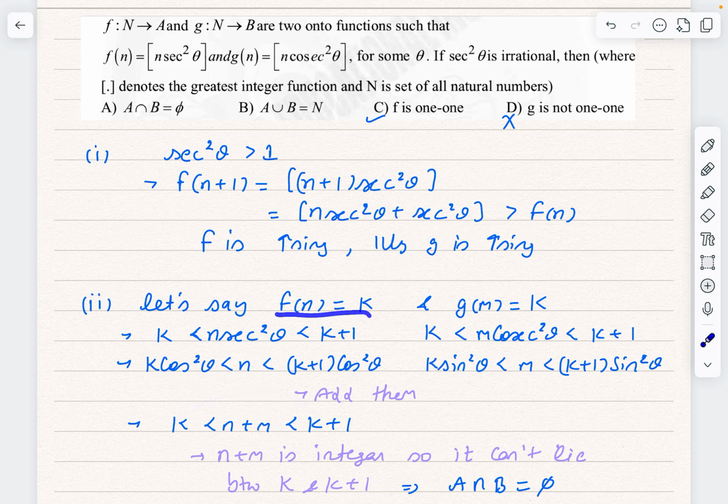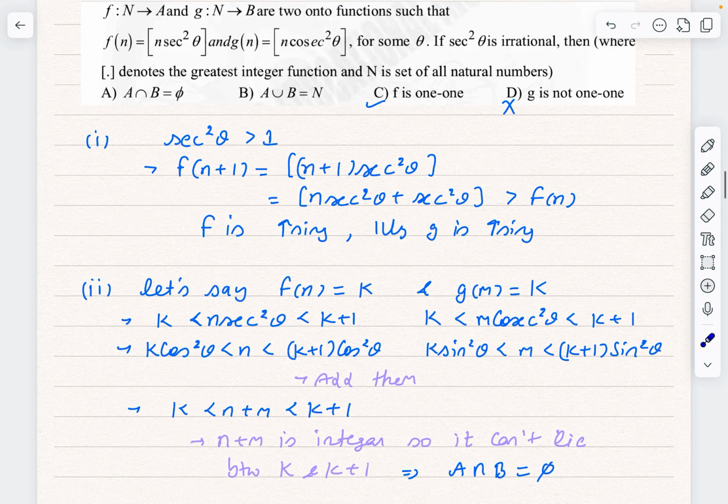F of n was k, g of m was k, and k is an integer because the step value will always be integral. So k and k plus 1 are consecutive integers. So n plus m, which is an integer, cannot lie between two consecutive integers. That means our assumption is wrong. So there can never be an element which is common in both of the ranges. So A intersection B has to be empty. So option A will be correct.